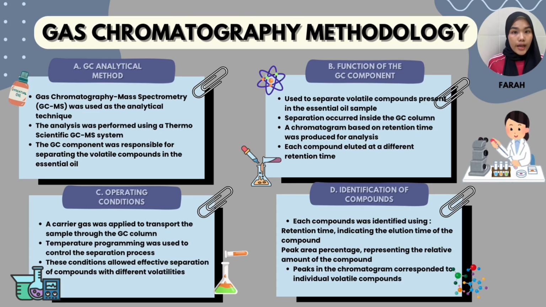Lastly, for the identification of compounds, each compound was identified based on its retention time, which indicates when the compound eluted from the column. The peak area percentage represents the relative amount of each compound present in the sample. Each peak observed in the chromatogram corresponds to an individual volatile compound.